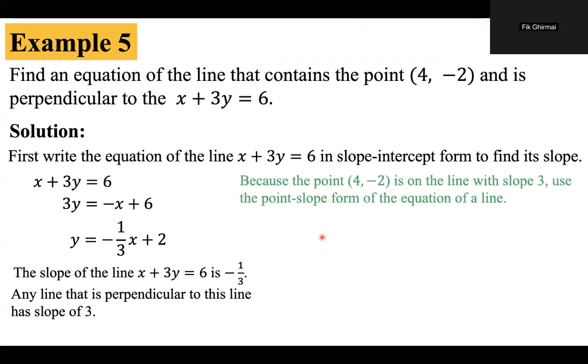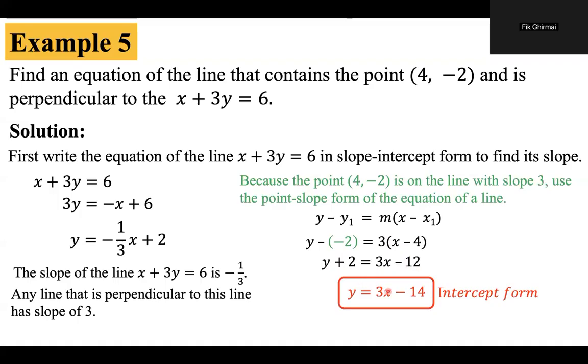Because the point (4, -2) is on the line with slope 3, we can use the point-slope formula to find the new equation. Now let's substitute our x1 and y1 as well as the slope into this equation, which looks like this. A minus and a negative makes positive, so you get y plus 2 equal to, if I distribute the 3, 3x minus 12. And of course, to isolate the variable y, we're going to undo the +2. We're going to subtract 2 on both sides. The 2's cancel on the left, and on the right it becomes more negative. So the final answer in this case would be y equals 3x minus 14.